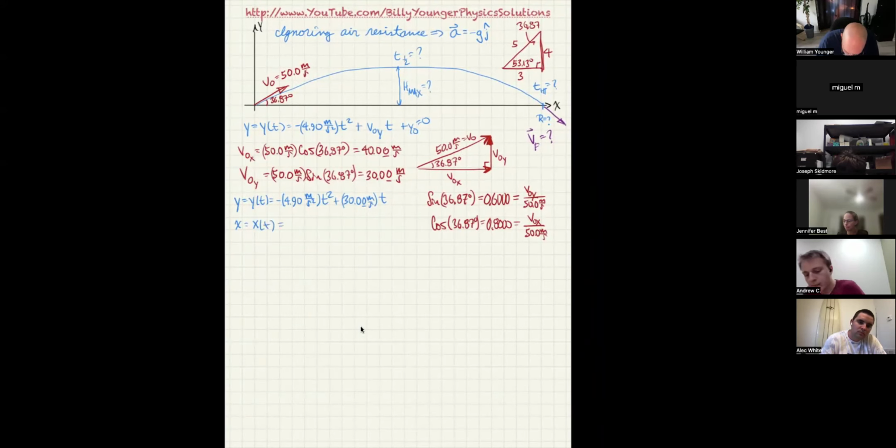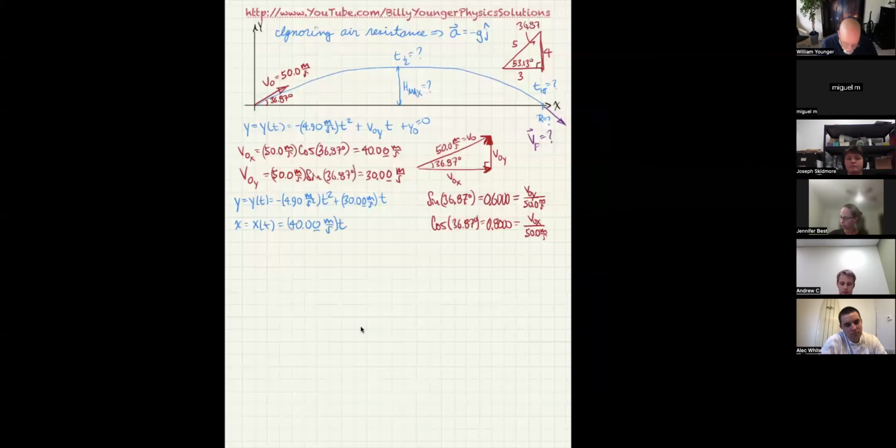So x of t is just going to be the same thing, 1/2 at squared, where a is 0, plus v0t, where v0 is v0x, and then times t, and then plus x0, but x0 is going to be 0. So this is literally just going to be 40.0 meters per second times time. So that's the coordinate x at any point in time t from t equals 0 to t hang time.